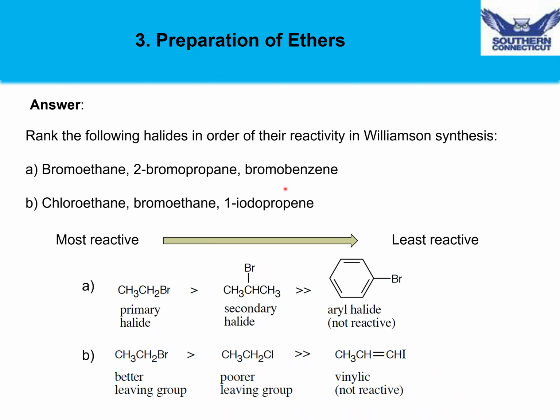So this 1-iodopropene would be the worst electrophile or least reactive electrophile. Chloroethane would be the next least reactive, and bromoethane would be the most reactive alkyl halide in this group.